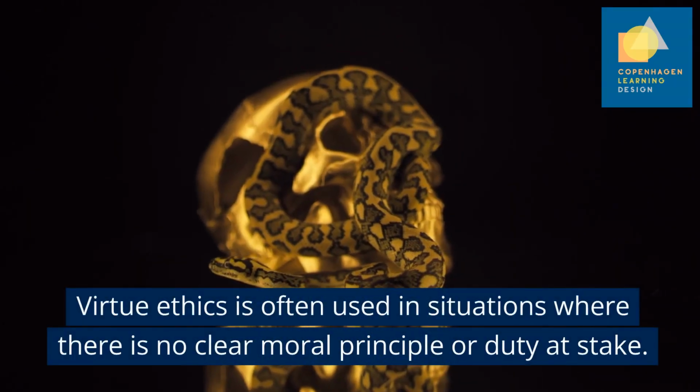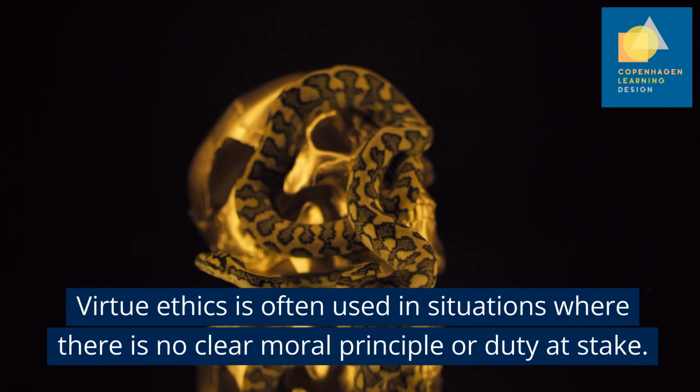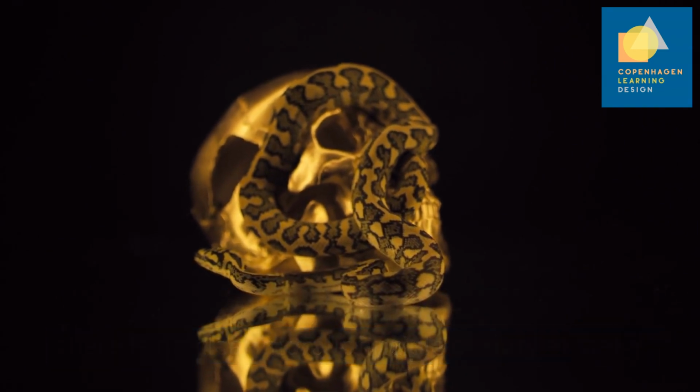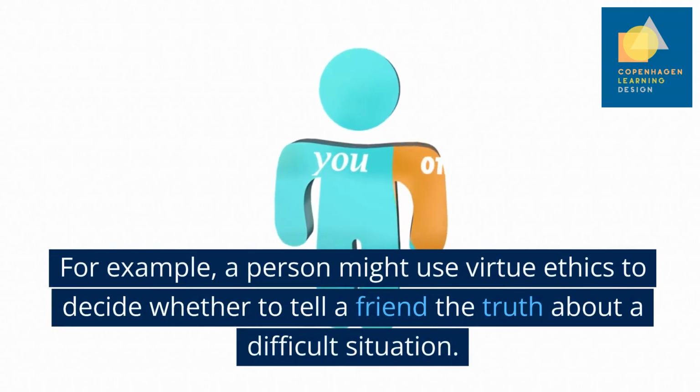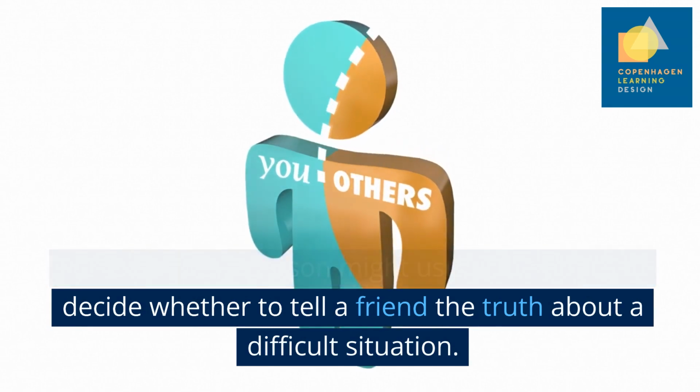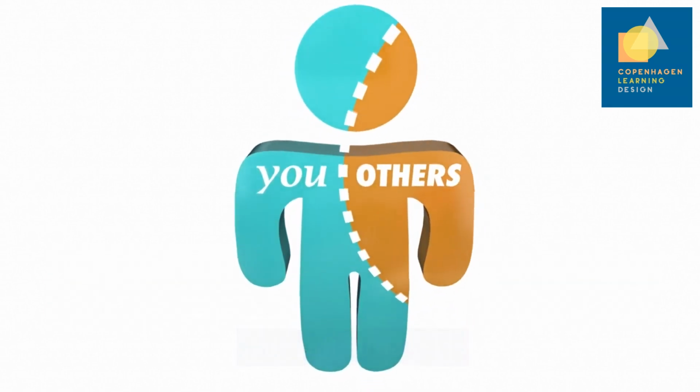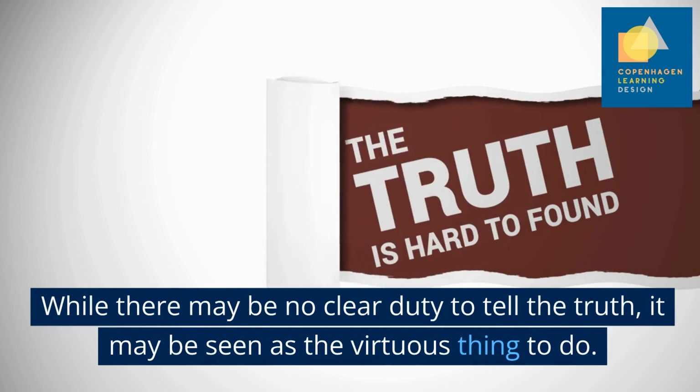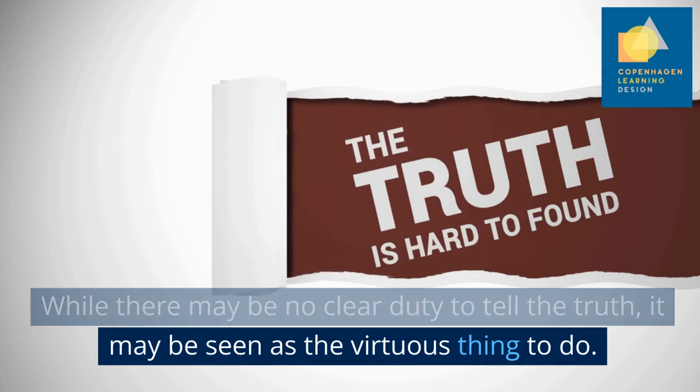Virtue ethics is often used in situations where there is no clear moral principle or duty at stake. For example, a person might use virtue ethics to decide whether to tell a friend the truth about a difficult situation. While there may be no clear duty to tell the truth, it may be seen as the virtuous thing to do.